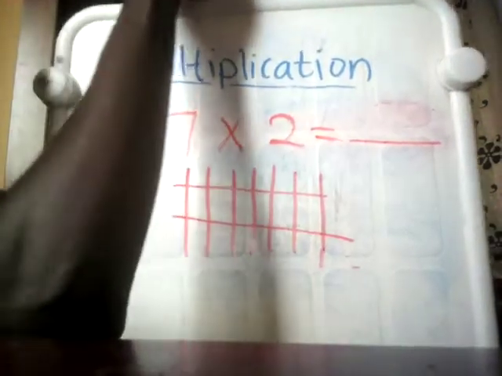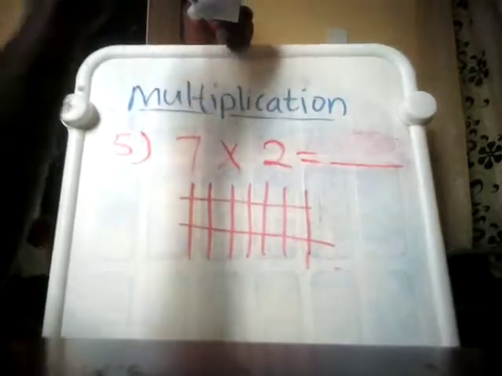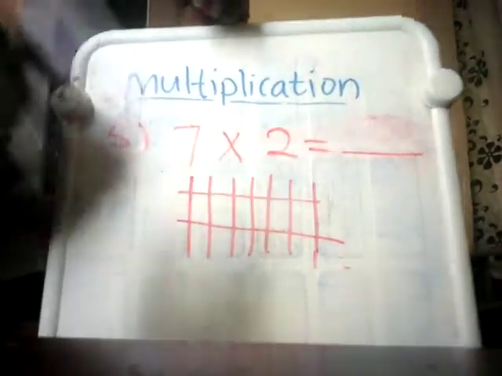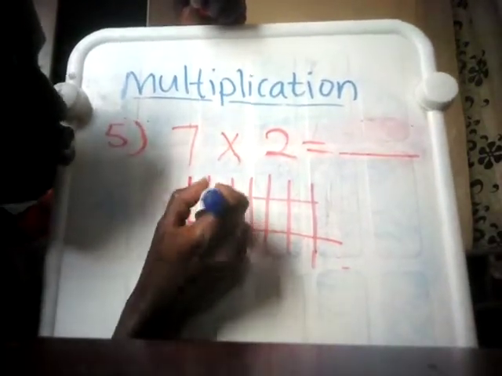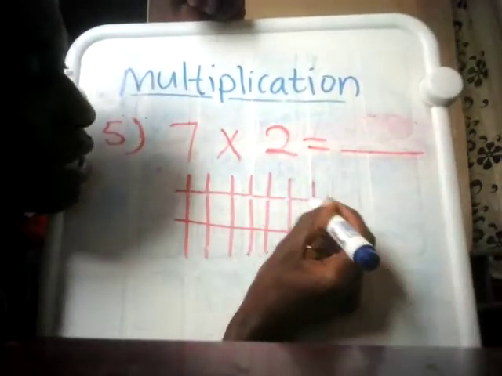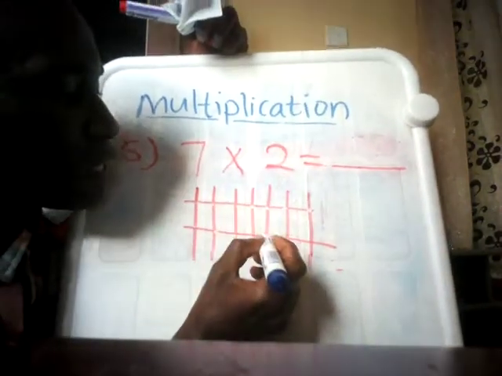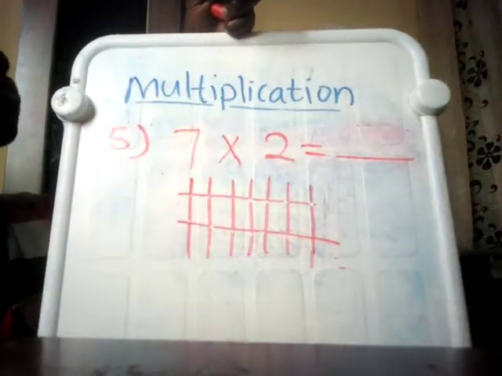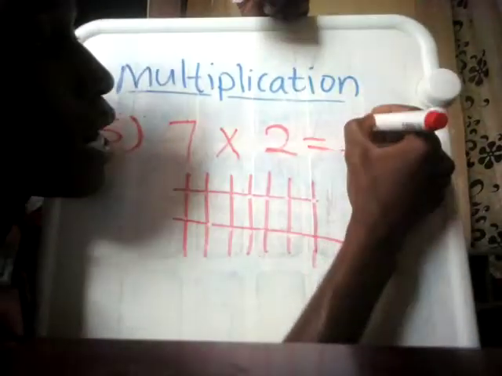Then from there we count the points where they have met. 1, 2, 3, 4, 5, 6, 7, 8, 9, 10, 11, 12, 13, 14. So 14 there is our answer.